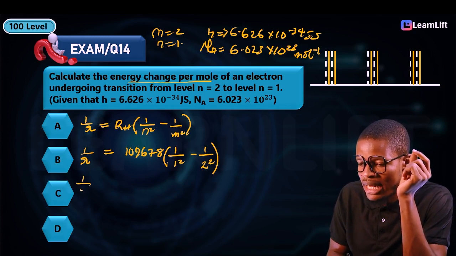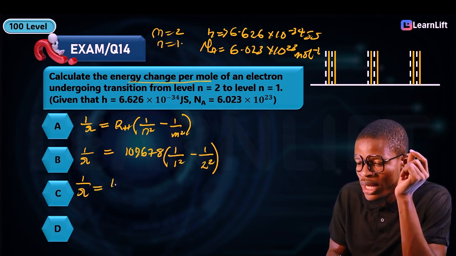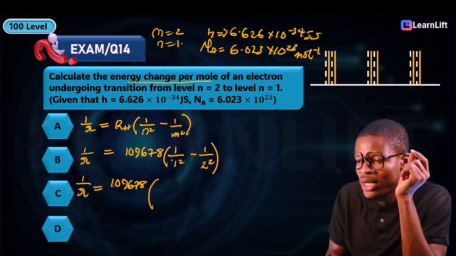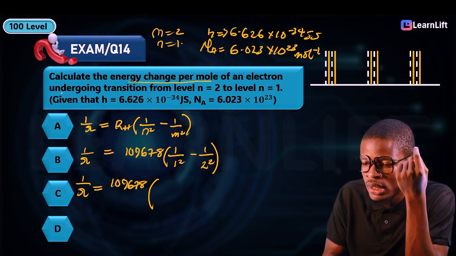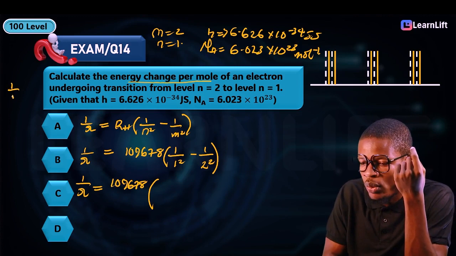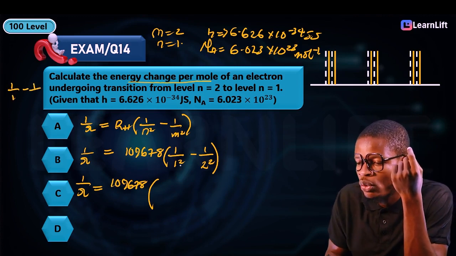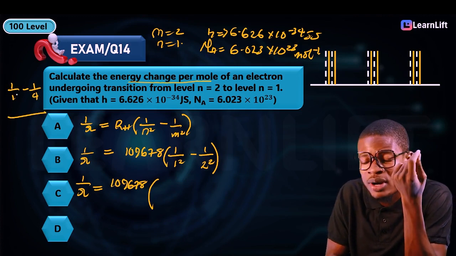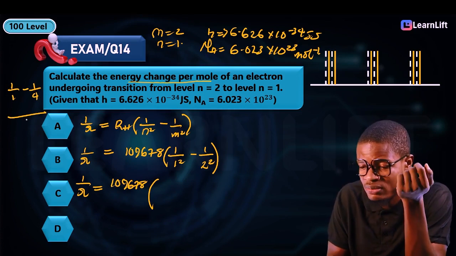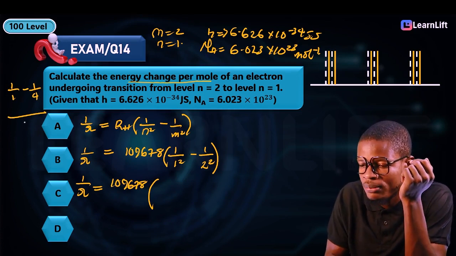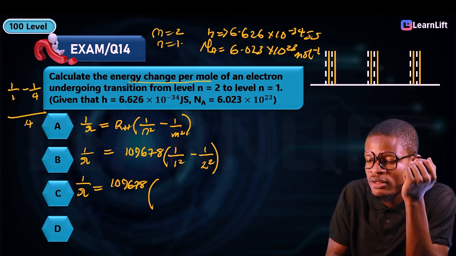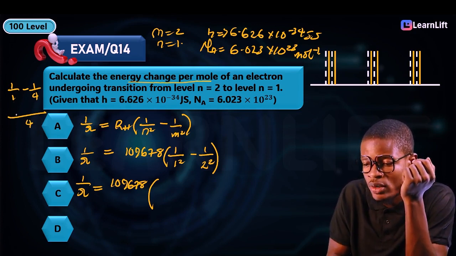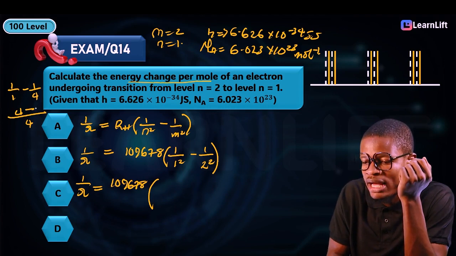So 1 all over lambda is automatically going to give us 109678 into 1 all over 1 square. Now, this is the secret here. 1 all over 1 minus 1 all over 2 square. What's your 2 square? That's going to give you 4, right? So what's the LCM here? 1 over 1 minus, this is 3 over 4 directly, but let me show it to you. LCM here is going to be 4. 4 into this is going to give me 4. 4 times 1 is 4 minus 1. And that's going to give me 3 all over 4, right?